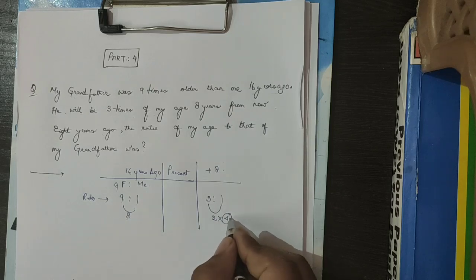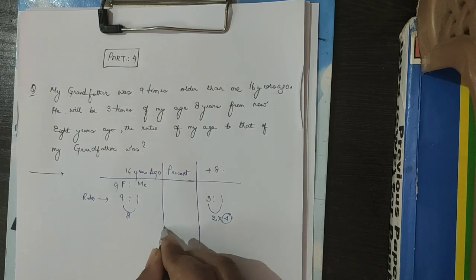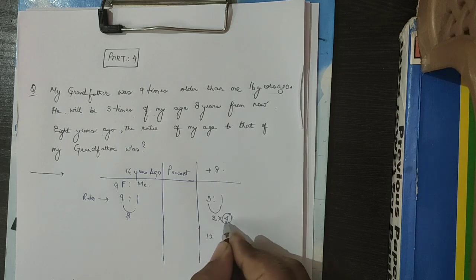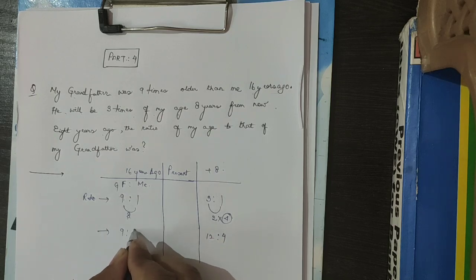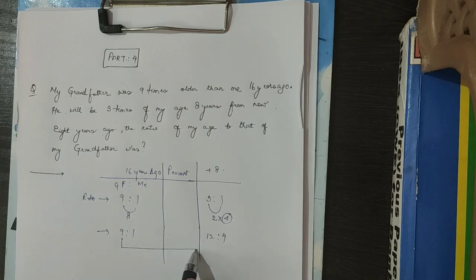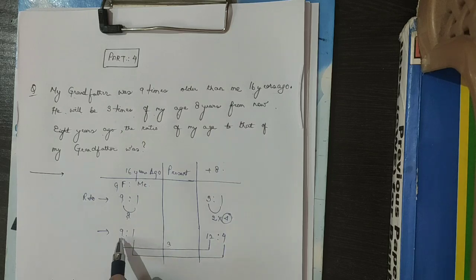So the ratio will become 4 into 3, 12. The new ratio will become 12 and 4, and this is the same, so the difference remains the same. 9 to 12 and 1 to 4. For both of them the difference is the same: from 9 to 12 there is 3, from 1 to 4 there is 3. So now we can solve.